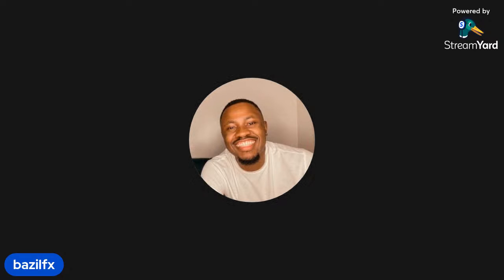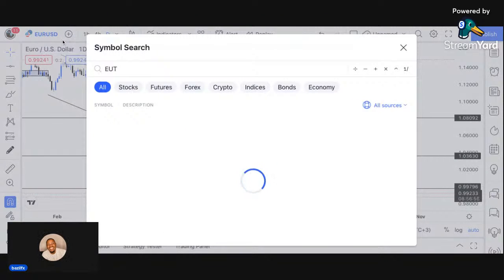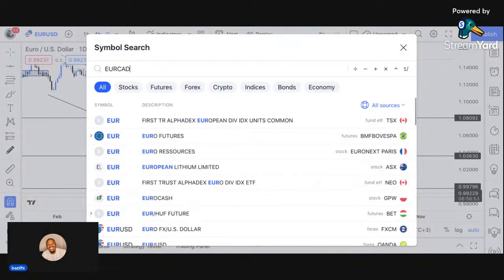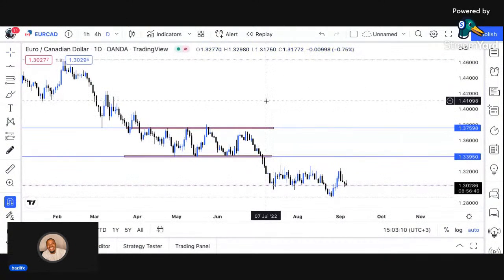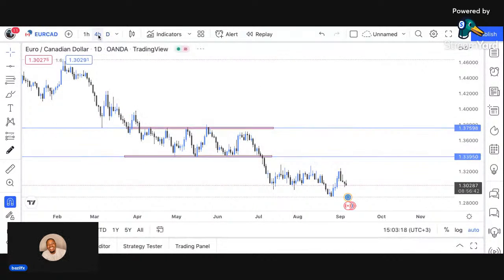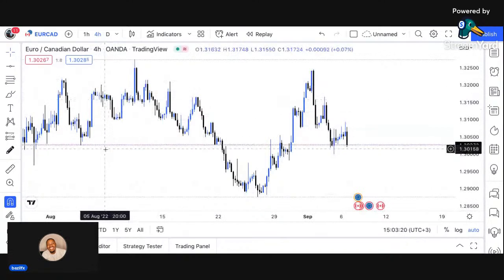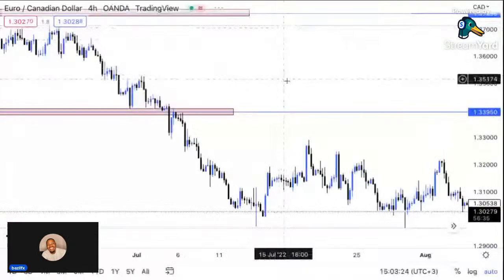So let me share my TradingView. I'm going to show you a pair that I've taken a trade on. I'm going to search for EUR/CAD. This is where we had a little bit of a ranging market. You can even see I've already marked it out. It's here. This is my daily time frame. Let me go to my 4-hour time frame so that you can see clearly what I'm trying to mean.